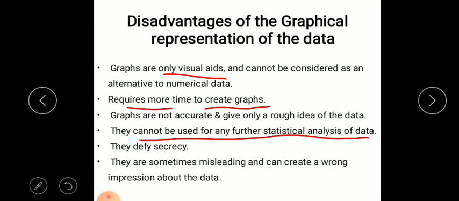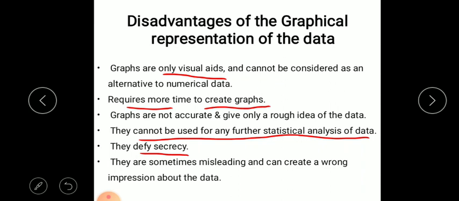They defy secrecy. Next, you cannot keep any point secret in graphical representation, as graphical representation gives a bird's eye view of the entire data, that is, the full data is shown in a picture. So if there are certain points which you want to keep secret, and you do not want your viewer or your audience to know about that particular point, then at times it becomes difficult to hide these kinds of things. So they defy secrecy. Nothing is kept secret, everything is kept in the open.